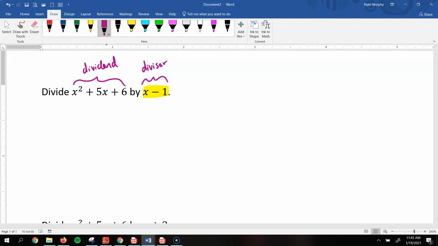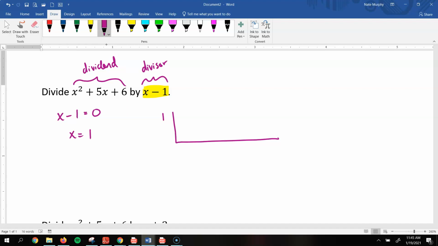And so the first step is we're going to take that divisor and find the 0. If I set that equal to 0 and solve it, I get x equals 1. So our 0 is x equals 1. What we're going to do is set that 1 outside of this box. Now this box is different from what we would normally set up when we're dividing. The only purpose of this little box is to help keep things organized.